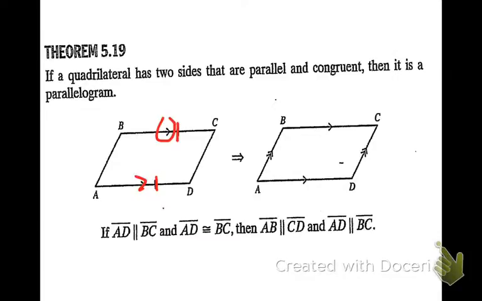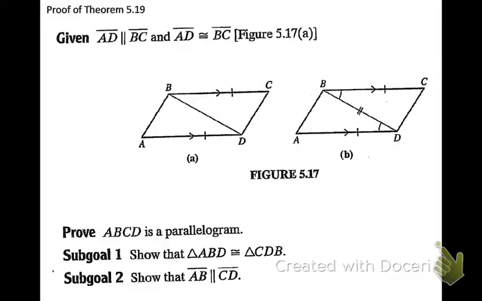We're going to prove this one. So we're given AD is parallel to BC and AD equals BC. We're going to prove that ABCD is a parallelogram. First we're going to show that triangle ABD is congruent to CDB. Then we'll show that AB is parallel to CD. Alright, so let's take a look at the proof.